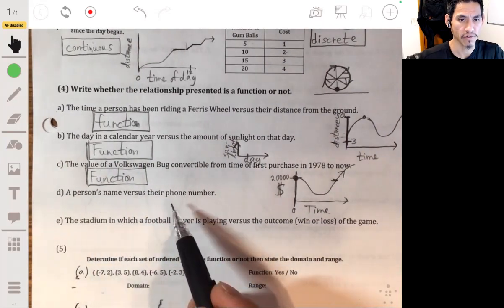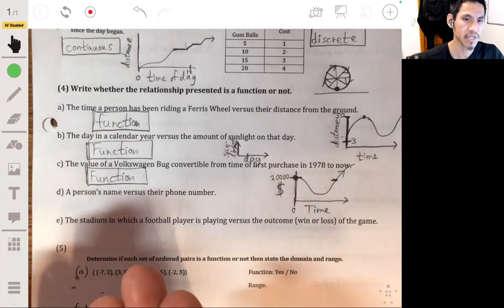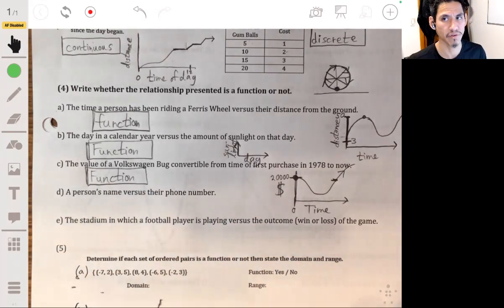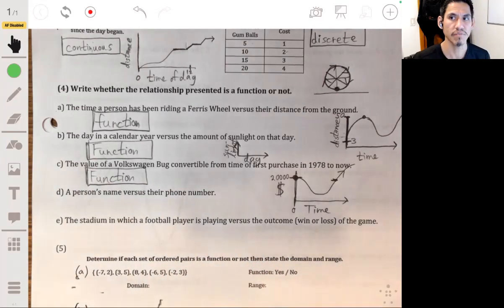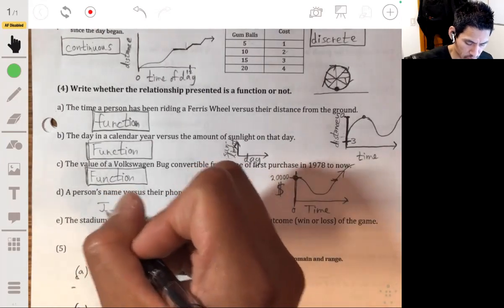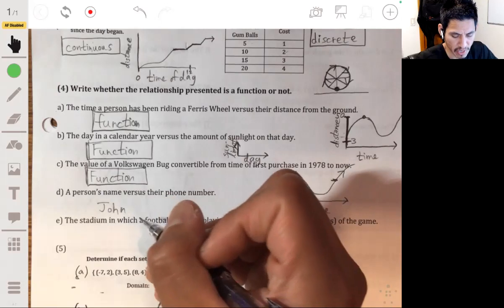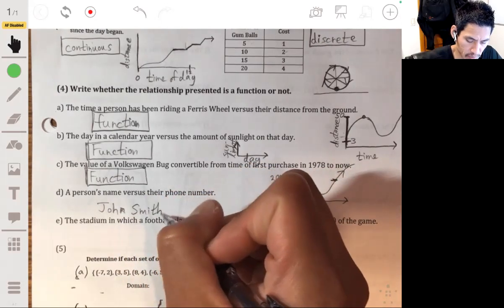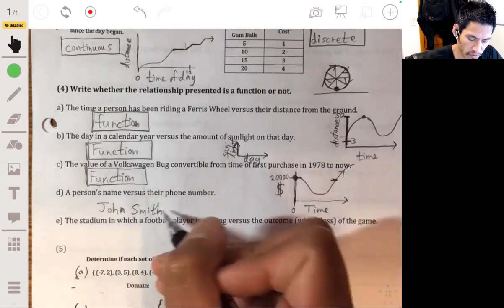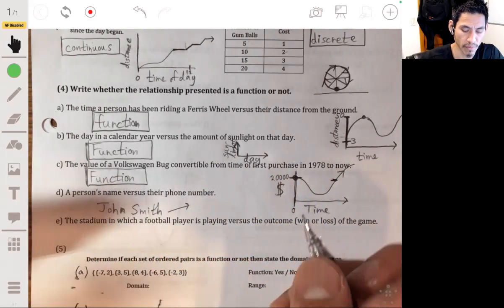Person's name versus their phone number. So if you know someone's name, are you going to be able to know their phone number? That's kind of what that is saying. And no, because you can have, let's say, many people with the name John, even with the same first and last name. But just because you know their first and last name doesn't mean that you're going to know their phone number.